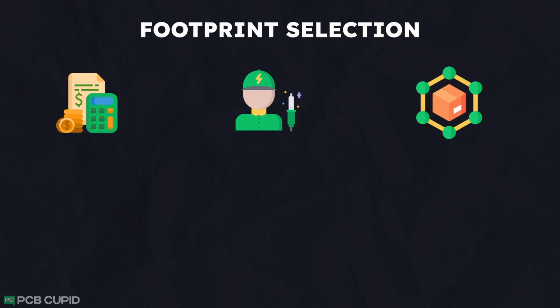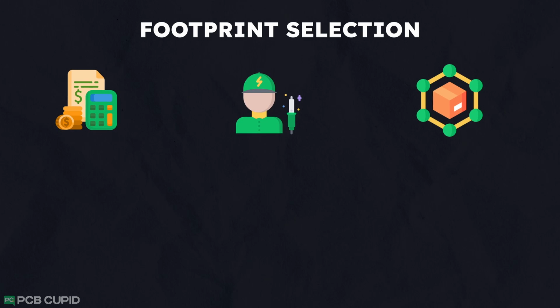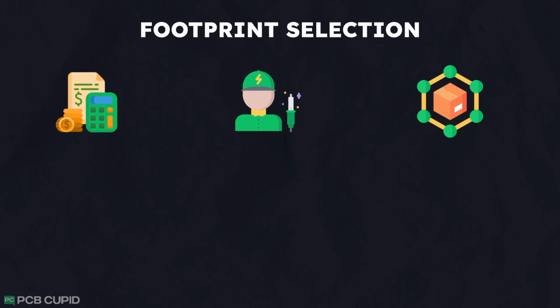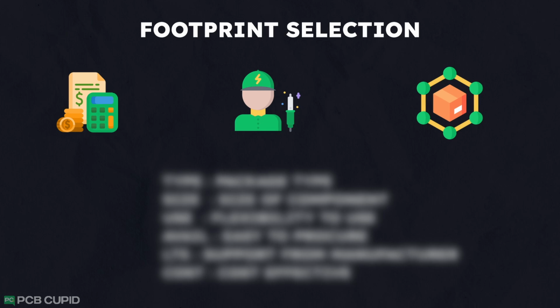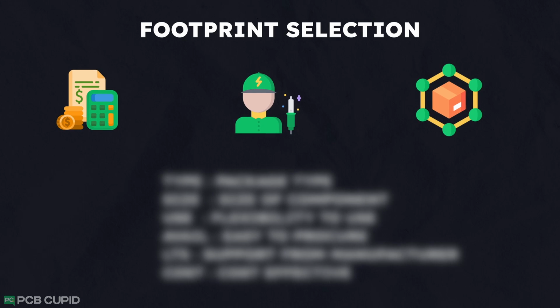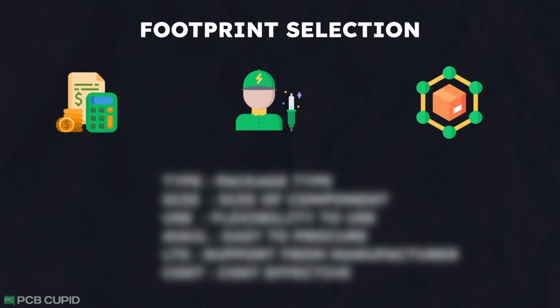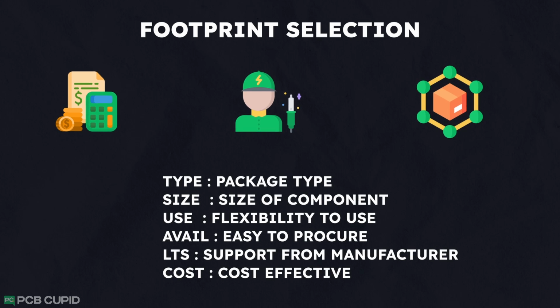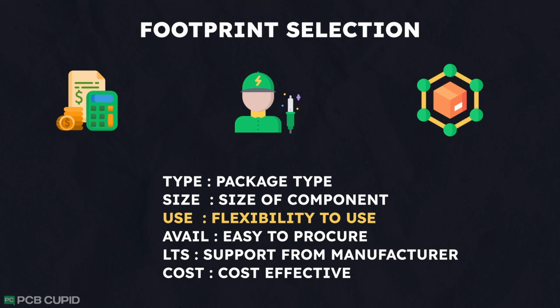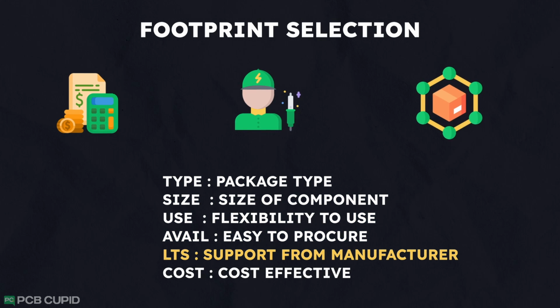We need to carefully assess the finances, labor, and supply chain before even starting the design process. That's the reason I have a list of footprint selection checkboxes that I use to select the right component and footprints for my PCB. And these are the major points I consider: type, size, usability, availability, long-term support, and cost.